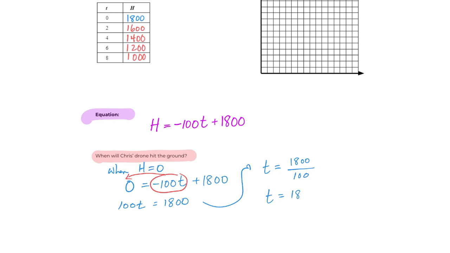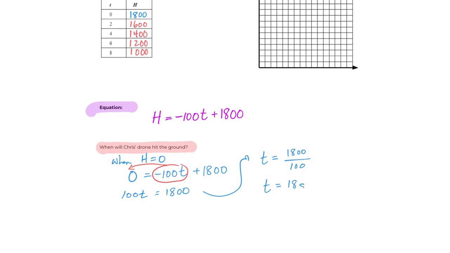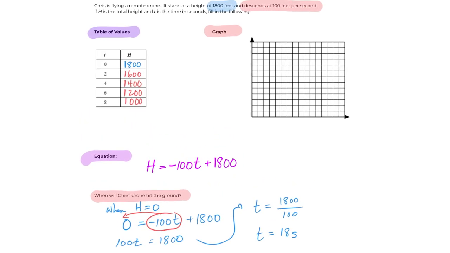Now, because this problem has a context, I need to put units on that. T is being measured in, if we look back up, seconds. And there we go. So when I produce my graph, it should confirm that I get to a height of 0 at 18 seconds. Okay, let's build our graph.